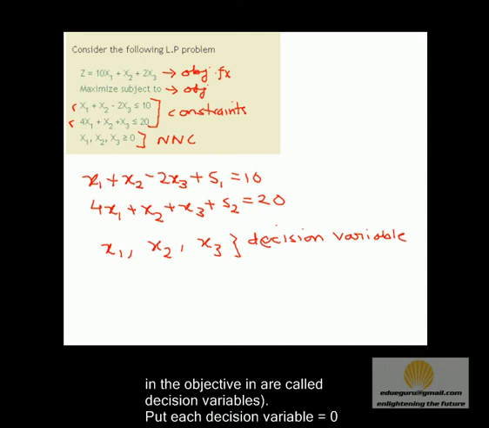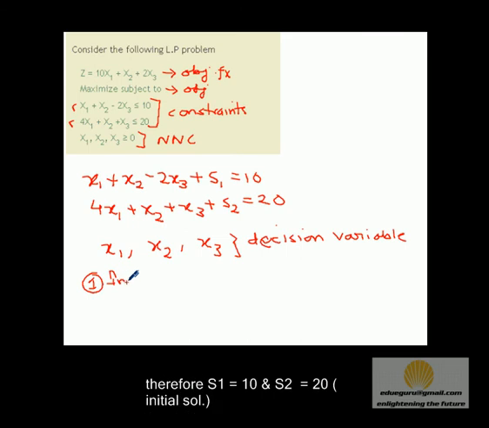So the first step of our sum is to arrive at the initial solution. How to find the initial solution? Put x1, x2, x3 equal to 0. We arrive at the values of s1, which is 10 in this case, and for s2 it is 20. So this is our initial solution.